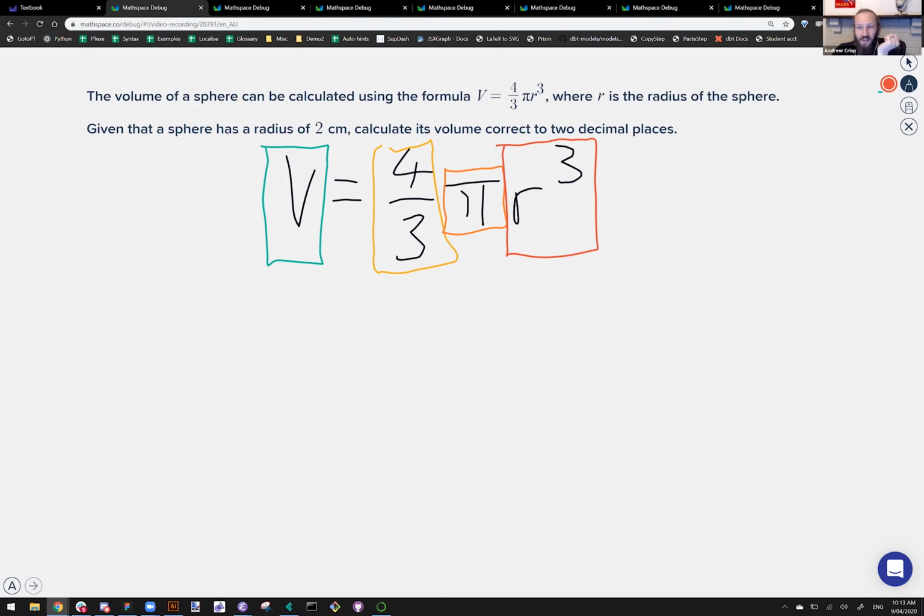The basic idea behind this equation is that if you know one of these letters, if you know either r or V, then you'll be able to find the other one. And this works no matter what value of r or what value of V you're using. Now, in the question here, we've been told that the radius has a value of 2. We can write this as r equals 2 over on the side here.